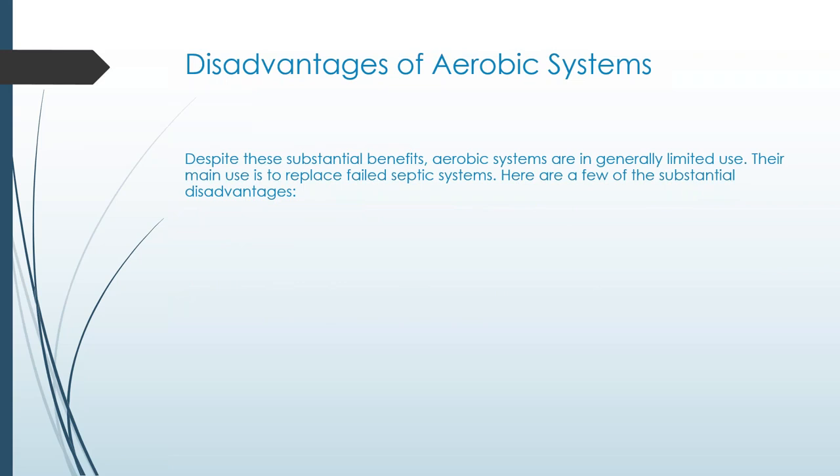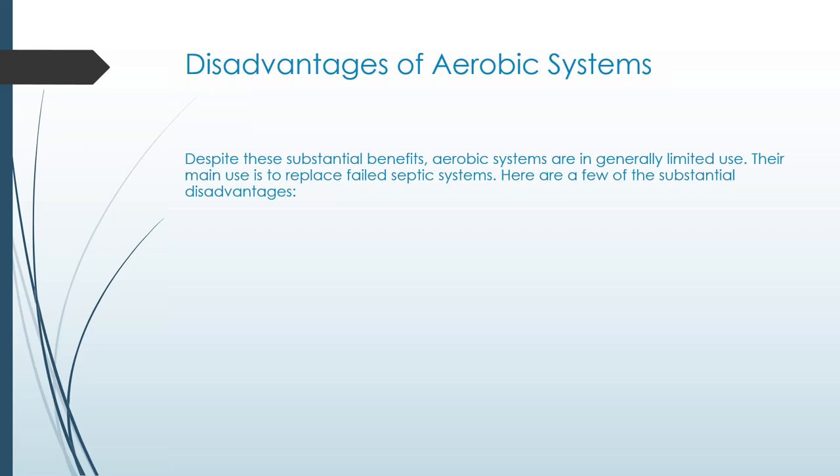Of course, like most things, there are some disadvantages to the aerobic system. Despite the substantial benefits, aerobic systems are generally limited in use. Their main use is to replace failed septic systems. Here are a few of the substantial disadvantages. Number one is cost. Their initial cost is often several times that of a conventional septic system.